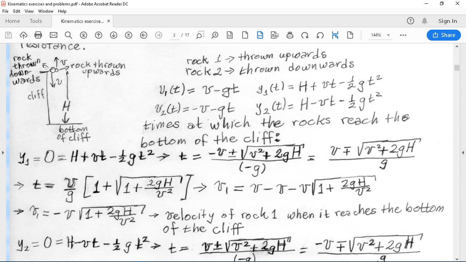Here we have a sketch. This is the edge of the cliff. This is the bottom of the cliff. H is the altitude from the edge of the cliff to the bottom of the cliff. This is the rock that is thrown upwards with velocity v. This is the rock that is thrown downwards with velocity v.